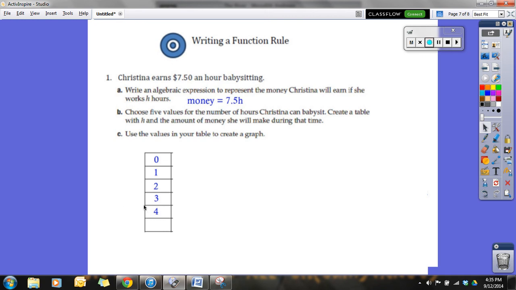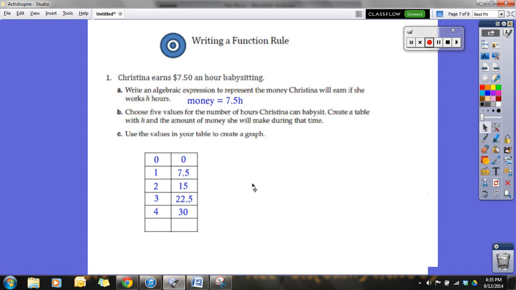Okay, so you pick the numbers you want, and then you need to plug them into our equation, and we chose values for the number of hours. So these numbers will be plugged into H to figure out how much money Christina will earn if she works that number of hours. I picked 0, 1, 2, 3, 4, and then these are the Y values that I got by plugging them into my equation. Use the values in your table to create a graph.